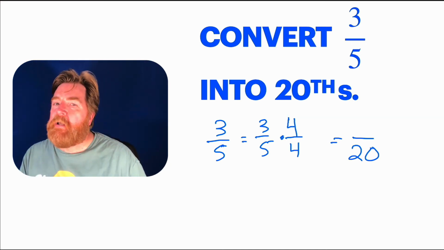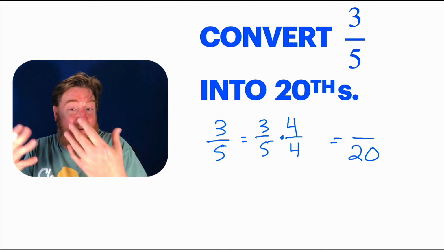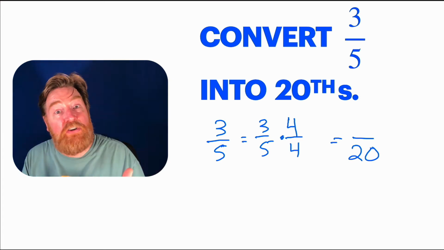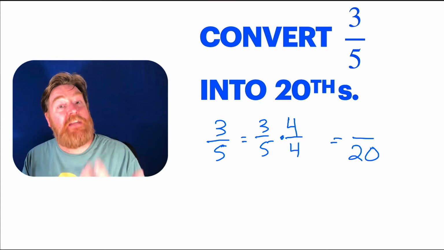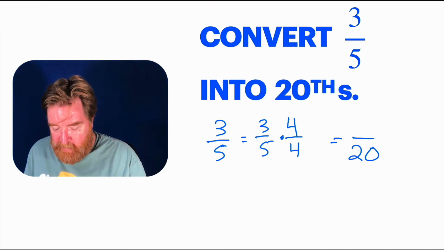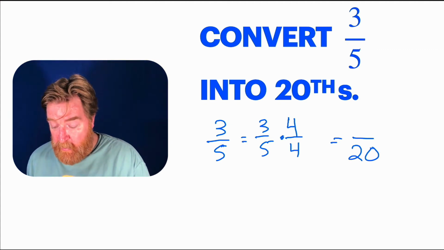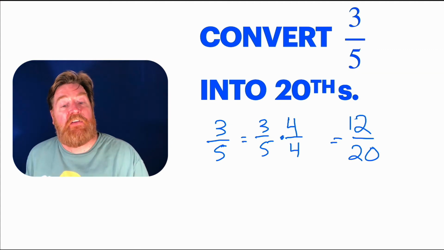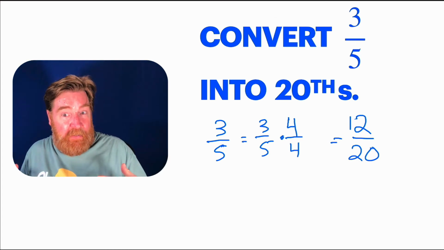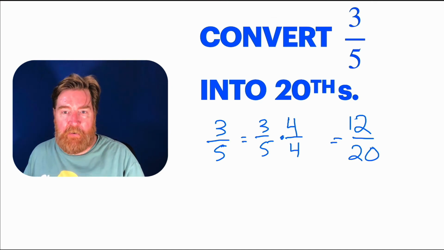That's the beauty of the number 1. It's got so many different looks, right? It can be 4/4, it can be 10/10, it can be 100/100, whatever you need. You can pick the right form and that'll get you where you want to go. Because look at this, 5 times 4 is 20 and 3 times 4 in the numerator is 12. So 3/5, all dressed up in its 20th outfit, is 12/20. Same number, different look. Okay?